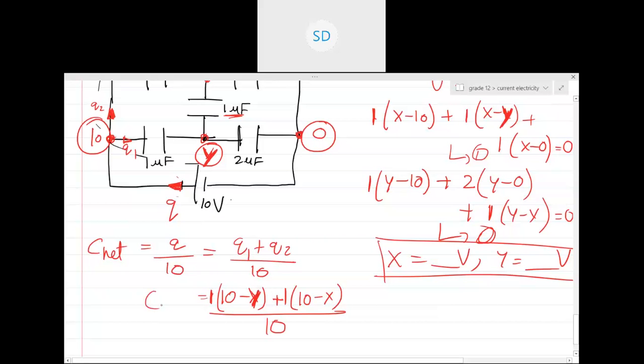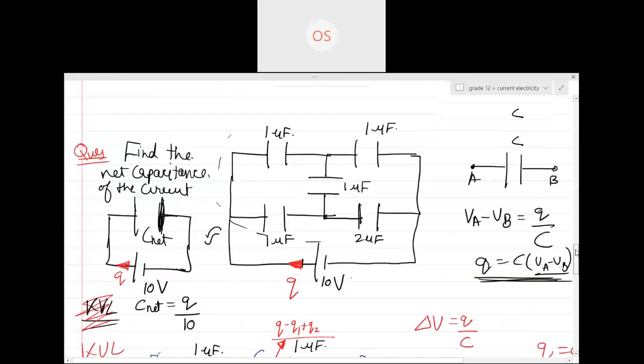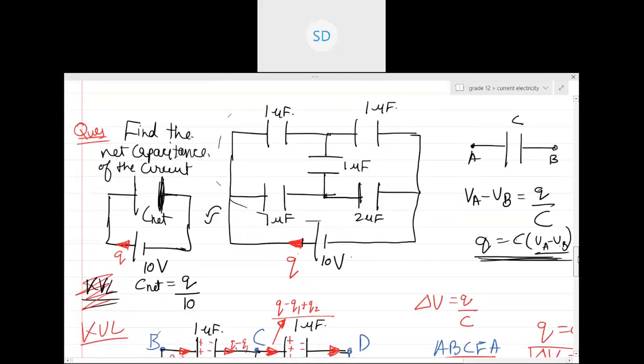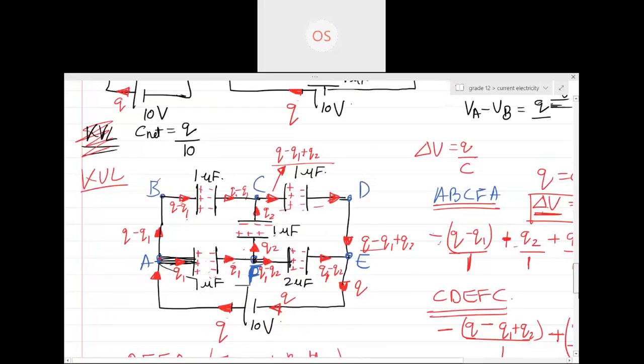So now how to do it? Just put the value for x and y. Get that. What is the C net equal to? We need to calculate the net capacitance. Net capacitance, C net, is basically Q by V. The battery is the potential, right? We will do it. Don't worry, I'll give you a similar question on resistors as well.